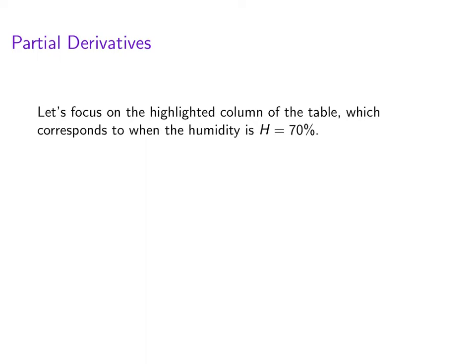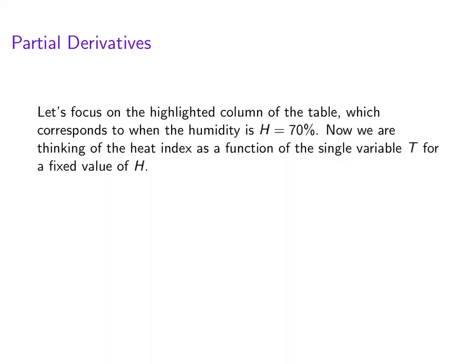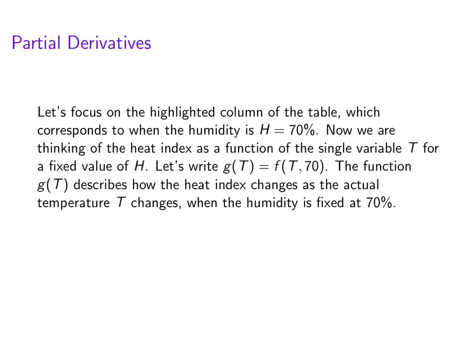All right, it may be useful for you to have that table handy. Let's focus on the highlighted column of the table. That corresponds to when the humidity is 70%. So we're thinking of the heat index as a function of a single variable T for a fixed value of H. We'll write G of T equals f of T, 70. So we're fixing the humidity to be 70. This function describes how the heat index changes as the actual temperature changes when the humidity is fixed at 70%.